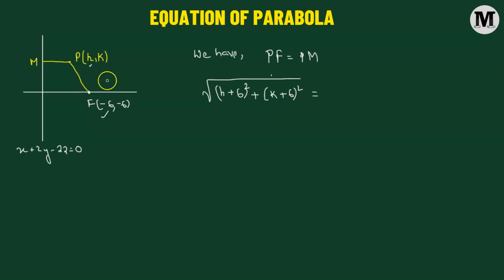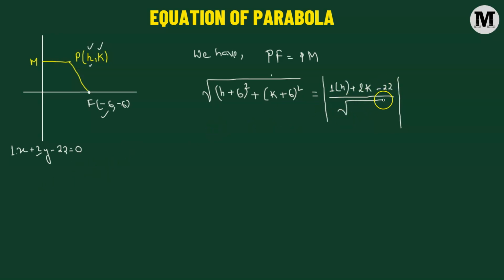And now we need to find the perpendicular length PM. Now there's a standard formula. To find the perpendicular distance, we have to take the absolute value. Inside the absolute value, we'll have a ratio. In the numerator, we start with the coefficient of x of the directrix line. The coefficient of x is 1, which gets multiplied with the x coordinate of point P, so we have 1 multiplied by h. Added to that, we take the coefficient of y of the straight line, which is 2. The 2 gets multiplied by the y coordinate of point P, that's k. And then we have the constant term, that's -22.